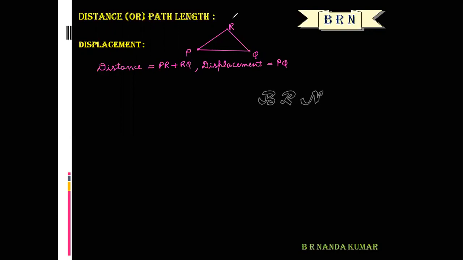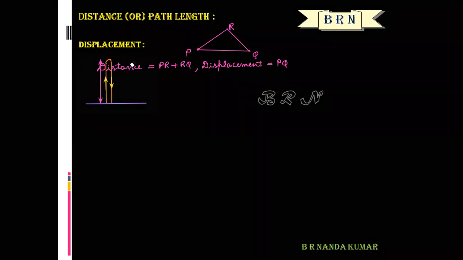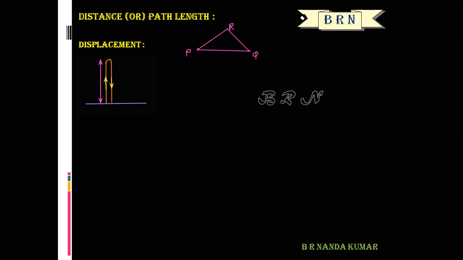Okay, so now let us discuss other examples. When a ball is thrown vertically upwards and caught back by the thrower, in this case, h is the height reached by the ball. So the total distance traveled by the ball is h plus h.